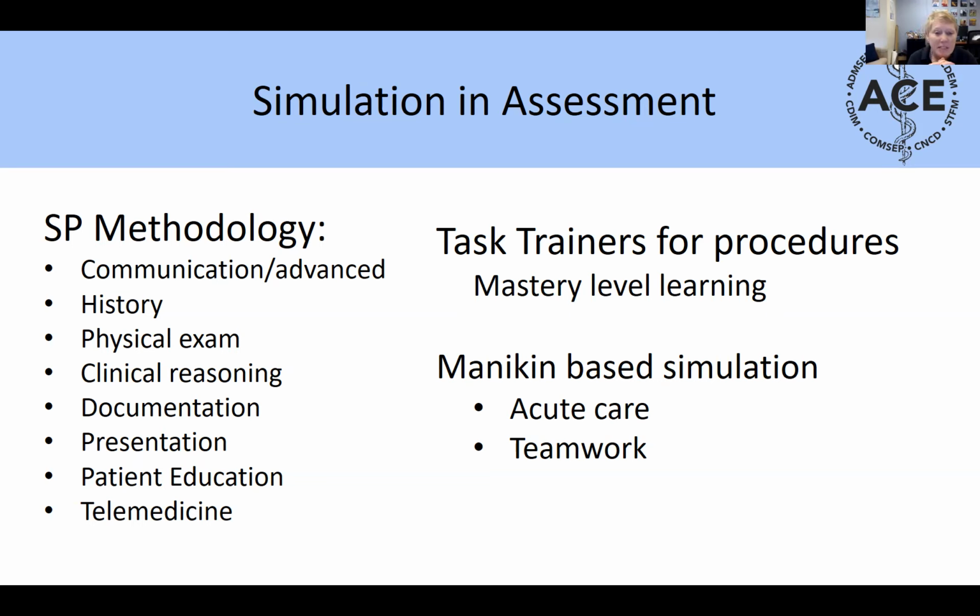For things like procedures, task trainers are becoming more common. There are so many neat things out there. Often they're very expensive as well, but we have the technology to really allow learners to practice on task trainers to a level of mastery, because these trainers are just getting better and better. So for procedural things, often that's the right choice for assessment. And of course the mannequins are also drastically improving in their realism.